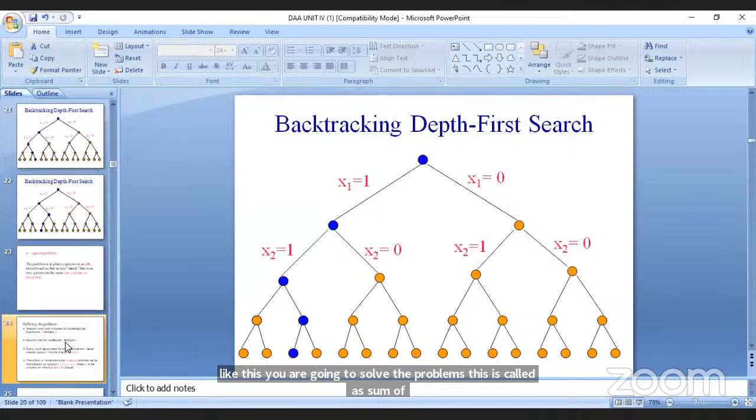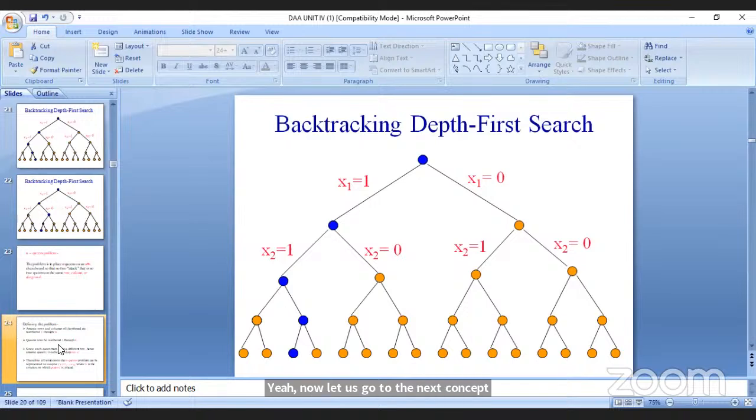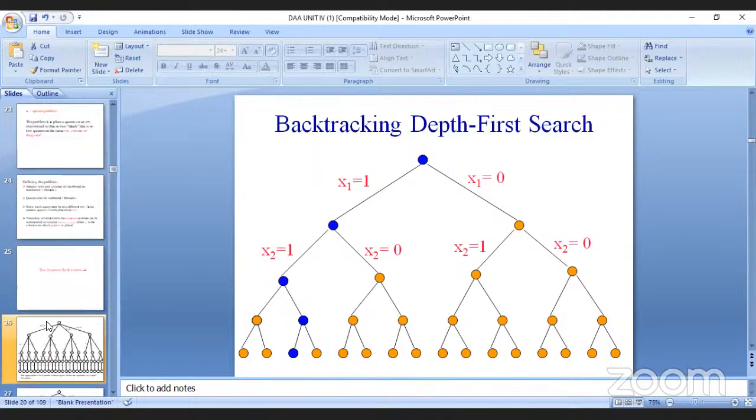Yeah. Now let us go to the next concept of backtracking. What is the next concept you have? Go to the next concept. The next concept is about graph coloring.